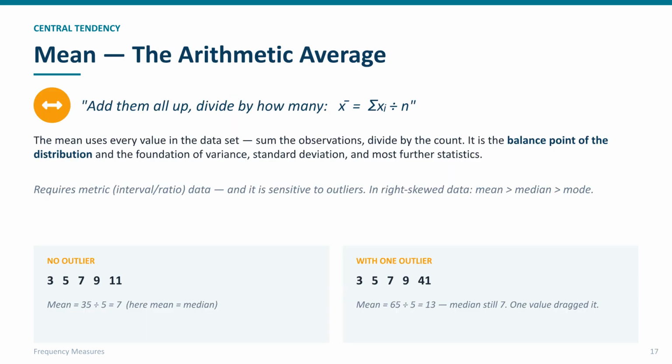Next, we have the mean, or arithmetic average. You add all values and divide by the total count. It serves as the balance point of a distribution and is fundamental to further statistics. However, it requires interval or ratio data and is sensitive to extreme values or outliers.